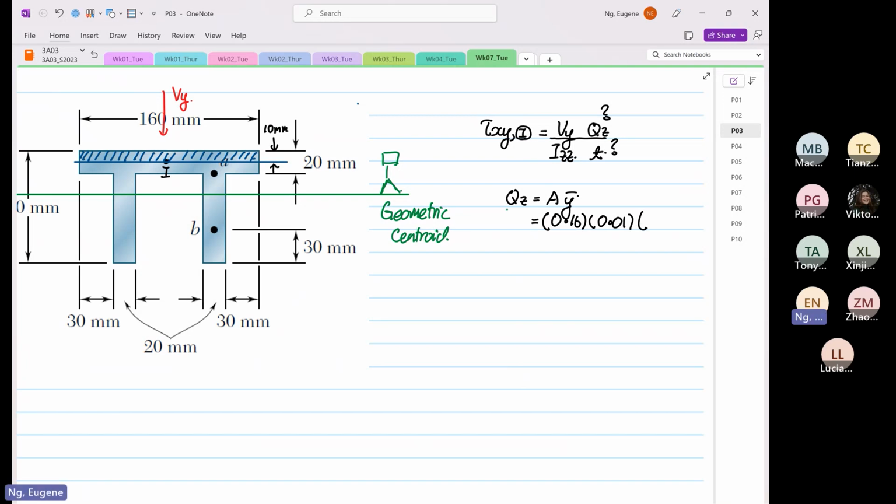And then you have the y bar. So y bar is basically this distance. This is our y, and we want to find our y bar. If you were to ask me to draw our y bar, this is the distance of the y bar.